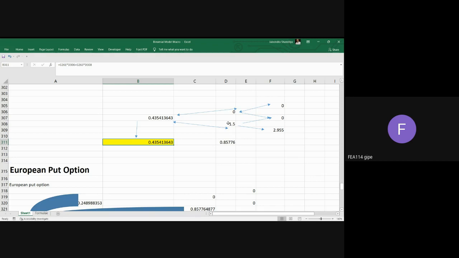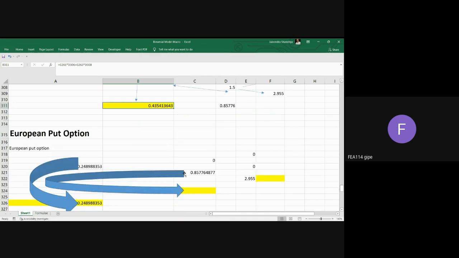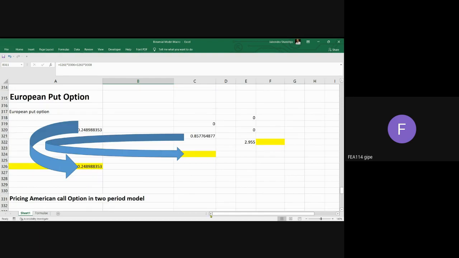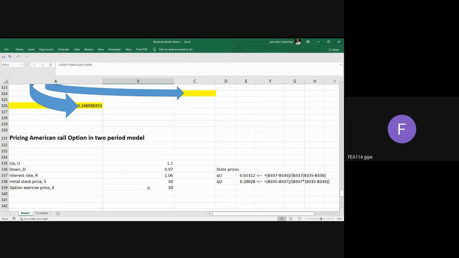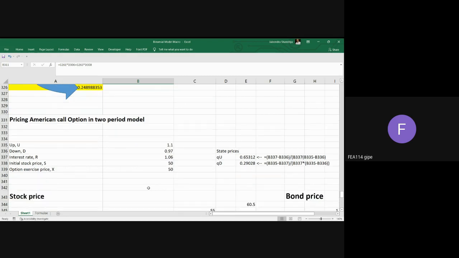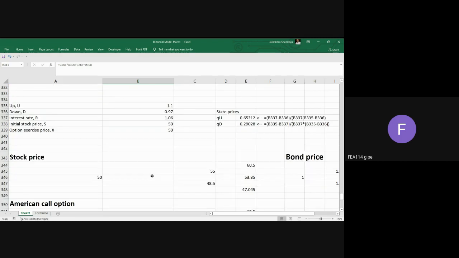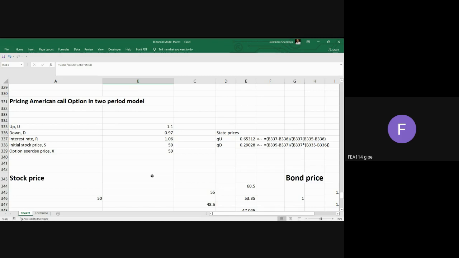So there is a saying that an American put is at least as valuable as a European put, but it could be more, which is what is visible here. So that's how this is done. Now see the American call option, how we price an American call option in the 2-period model.